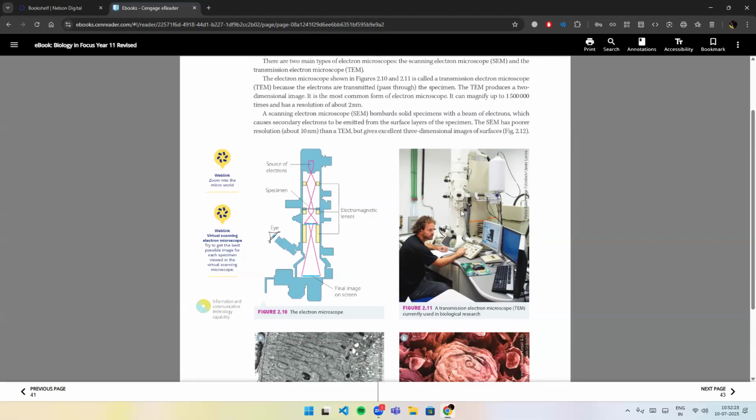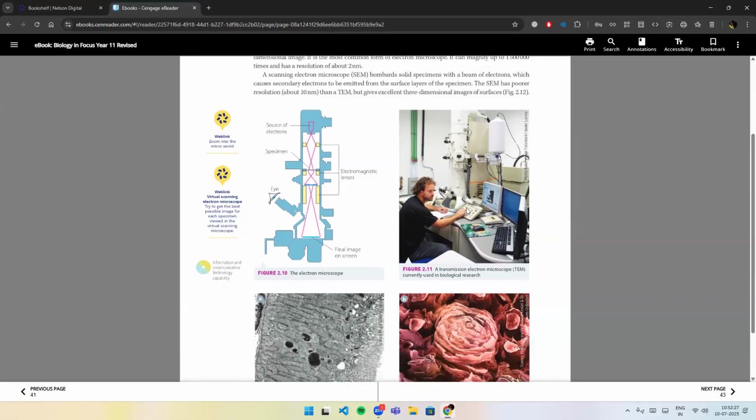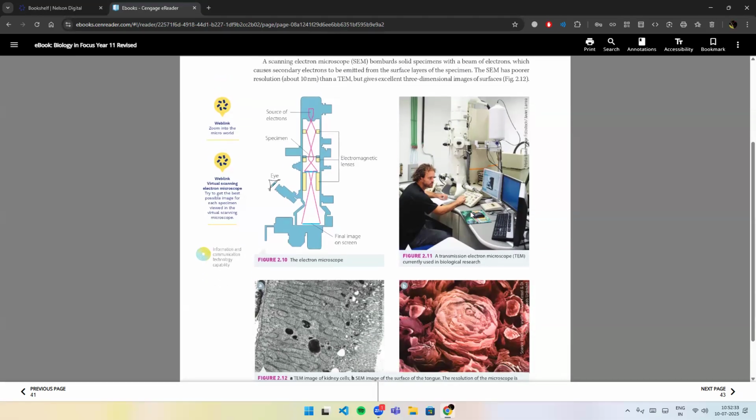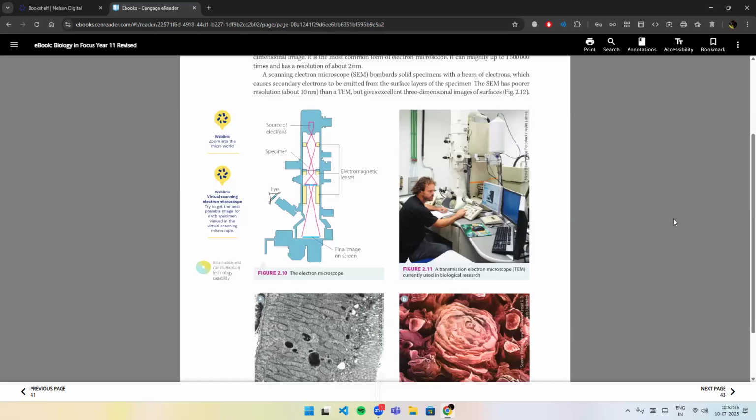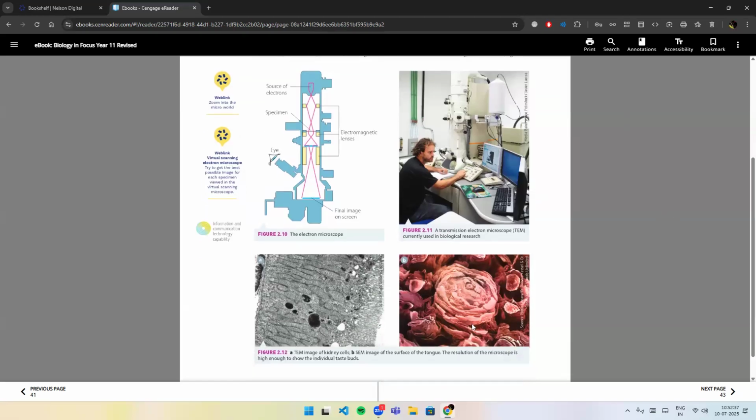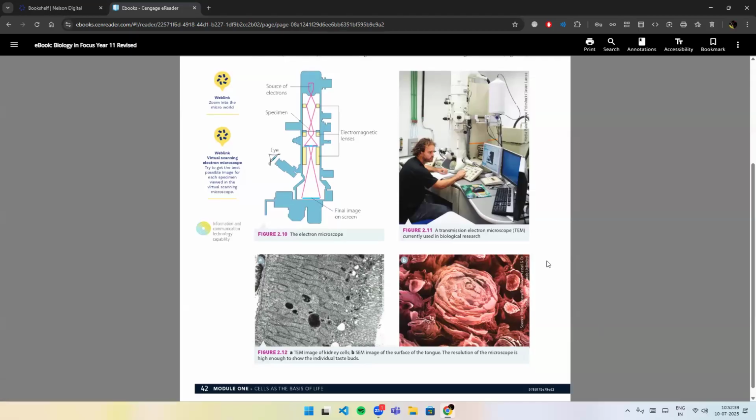A scanning electron microscope bombards solid specimens with a beam of electrons, which causes secondary electrons to be emitted from the surface layers of the specimen. The SEM has poorer resolution than a TEM, but gives excellent 3D images of the surfaces.